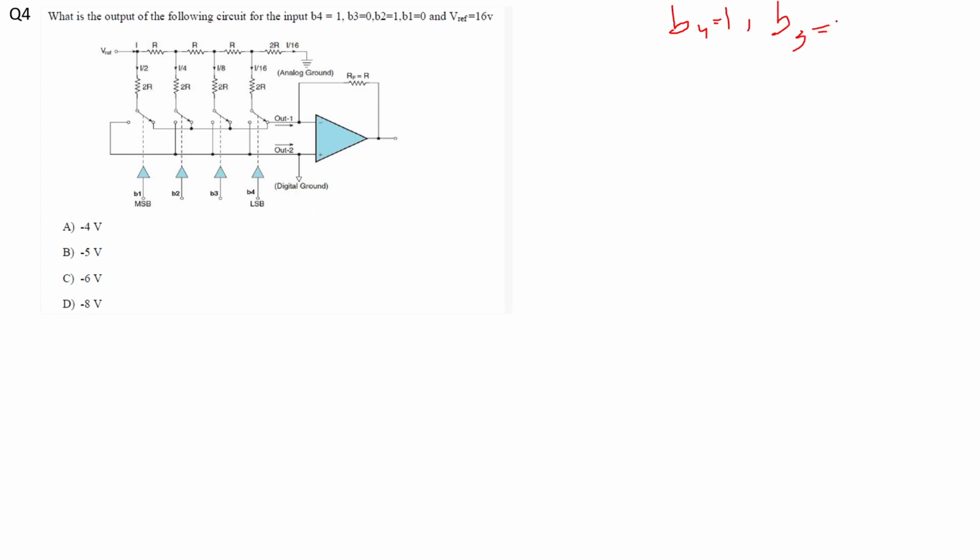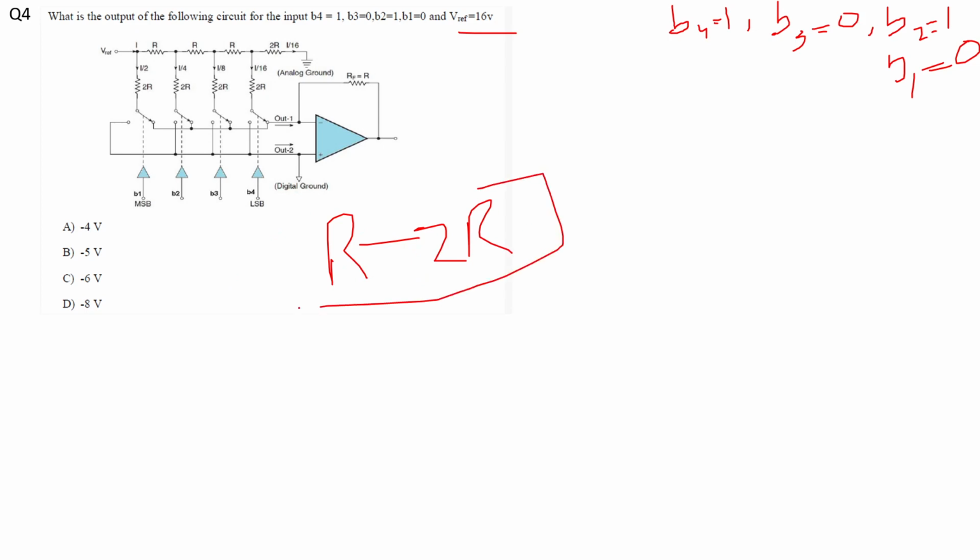Yeah, that's right. So this is an R2R DAC, and we are given the digital inputs as B4 equal to 1, B3 equal to 0, B2 equal to 1, and B1 equal to 0, and the reference voltage is 16 volt. So it is an R2R DAC, and we need to figure out the output of the following circuit. Here you can see the input pin is connected to the inverting terminal, and we know from the formula, let me just first write, this is an R2R DAC.